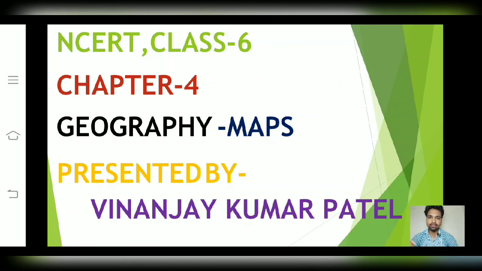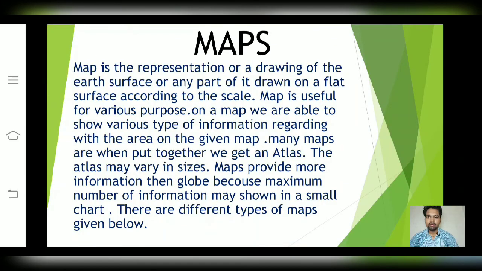So friends, let's start. Friends, map. Map is the representation or drawing of the earth's surface, or any part of it, on a flat surface like paper according to some scale. Friends, here the important thing is scale, and we will see the use of scale in the coming time.